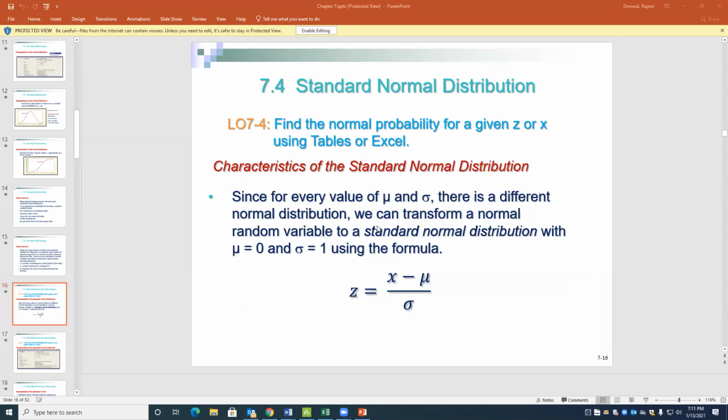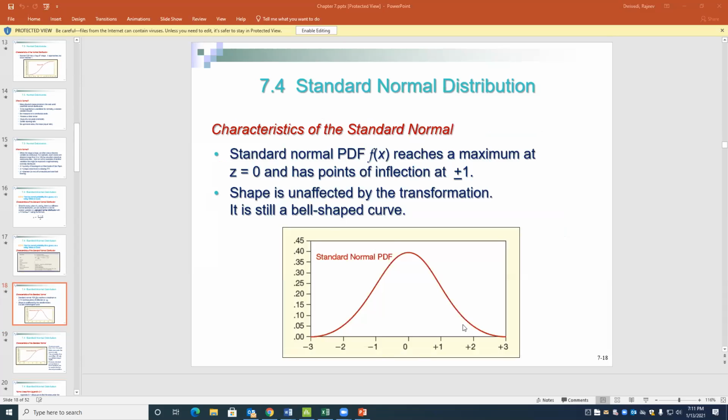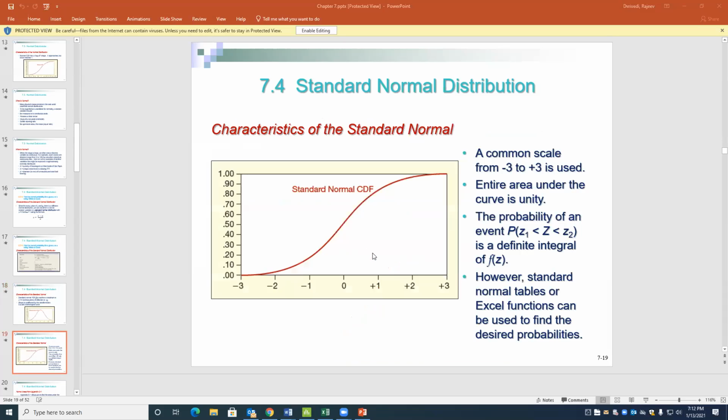After the normal distribution, we have the standard normal distribution. What is the difference? Mu is always 0 and sigma is always 1. So mean is always 0, sigma is always 1, and this is the formula of the PDF. The domain is minus to plus infinity. For example, 0 is the mean, then minus 2, minus 3, plus 1, plus 2. This is the standard normal distribution, and this is again the CDF.